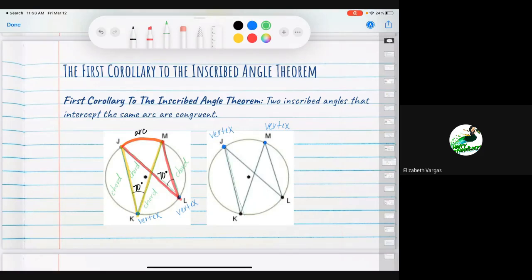And they also have sides which are chords, right? And what you'll notice is they also share a common intercepted arc. One right there, and another right here. And so because they are both inscribed angles and they both share a common arc, then they too are equal to each other. So if this was 80, then this would also be 80. So two inscribed angles that intercept the same arc are congruent. So that's the first corollary to the inscribed angle theorem.